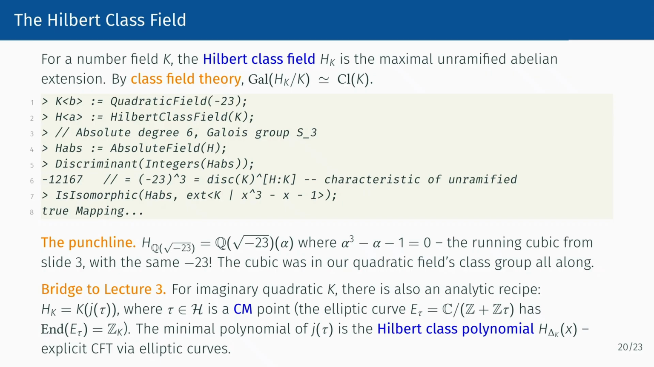Anyway, the point is that by evaluating this j function at CM points, one can obtain these Hilbert class fields, and the minimal polynomial of these values is what is known as the Hilbert class polynomial, that can be made explicit using elliptic curves.